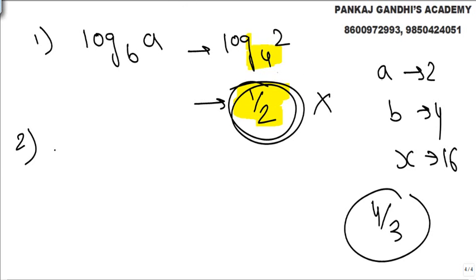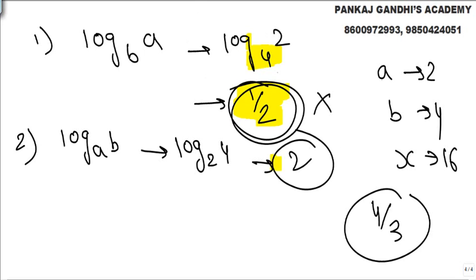Answer option 2, check it. Log to the base ab, so that will make it 2. Answer 2 will come, but we need 4 by 3. No, it's not going to work out.